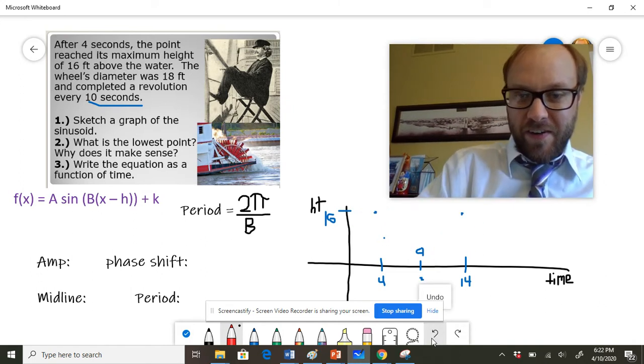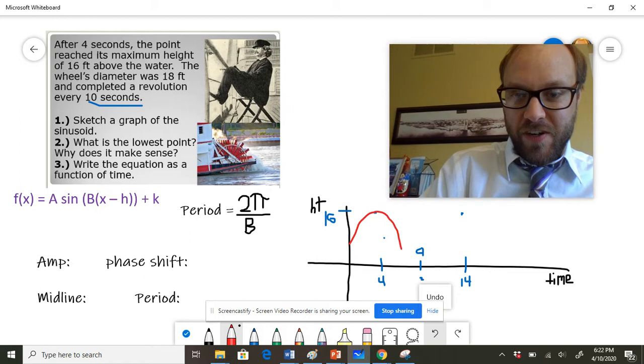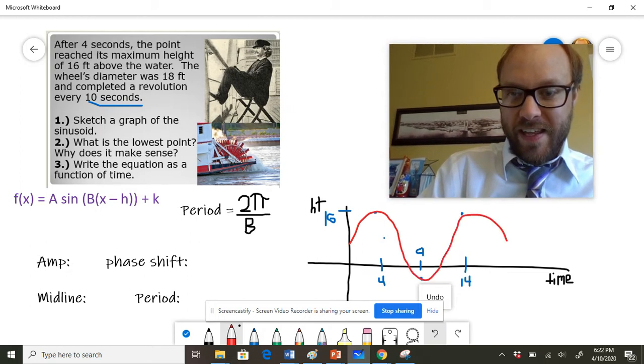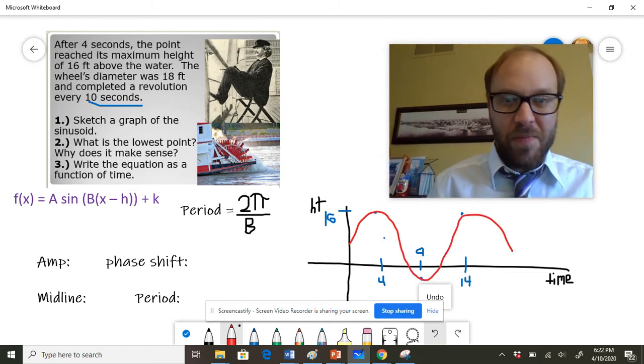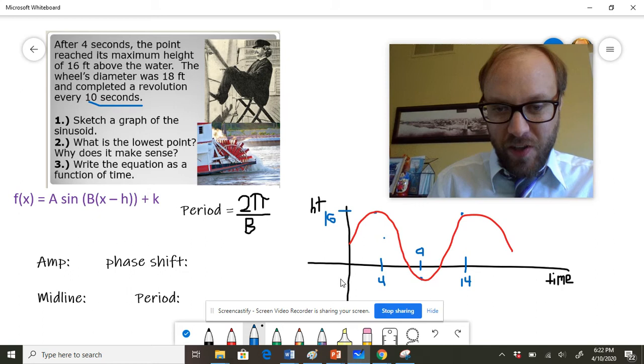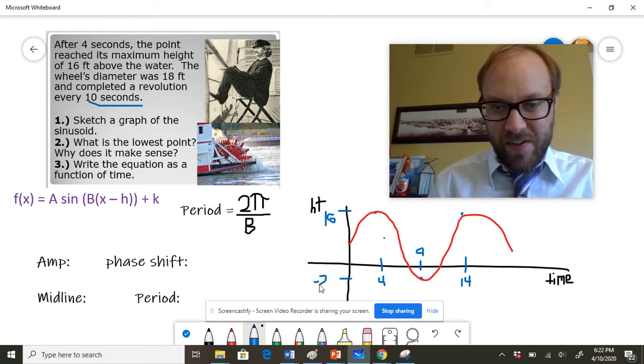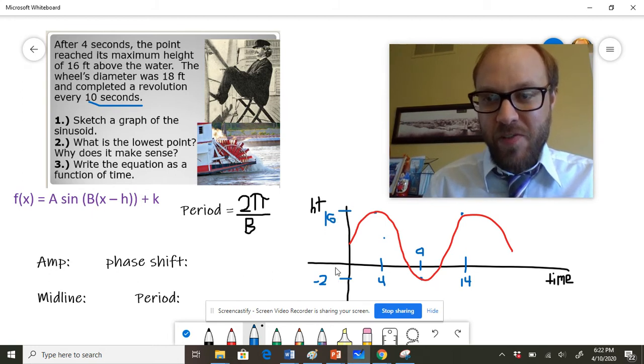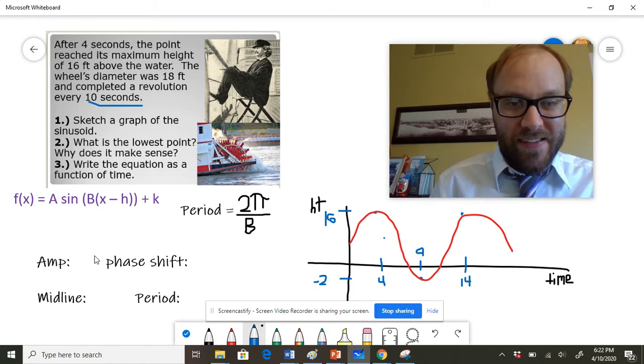Let's try this with my finger. We've got this sinusoidal function that's going through the points like this. All right, and we should be able to take that and put all the pieces together. So the amplitude here, this graph is going as low as -2. Notice the diameter here is going from -2 up to 16. The amplitude is going to be half of that distance between -2 and 16. Okay, and that's going to make the amplitude 9.